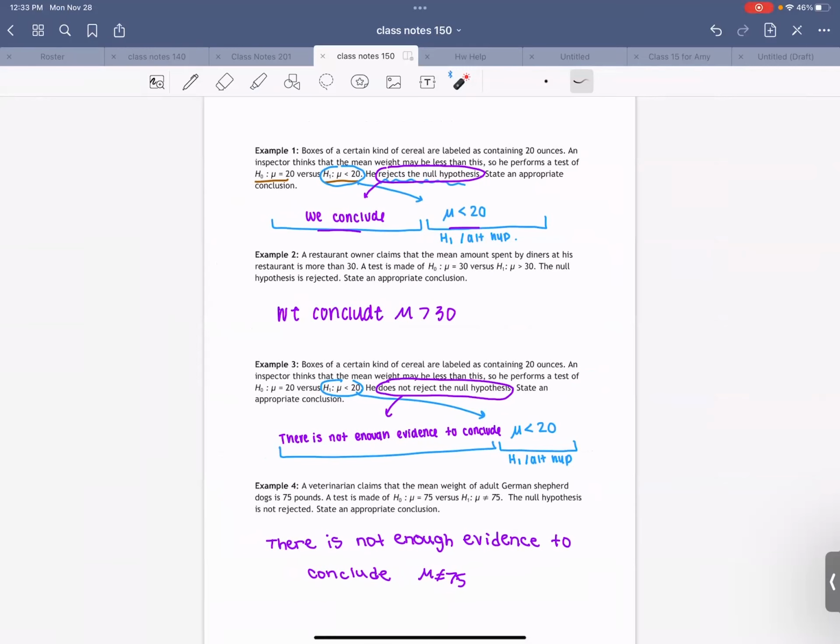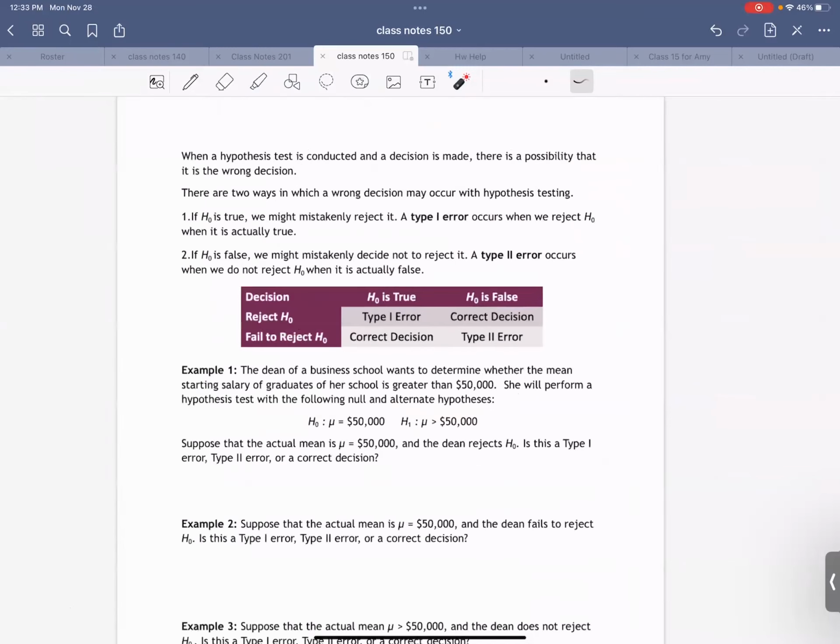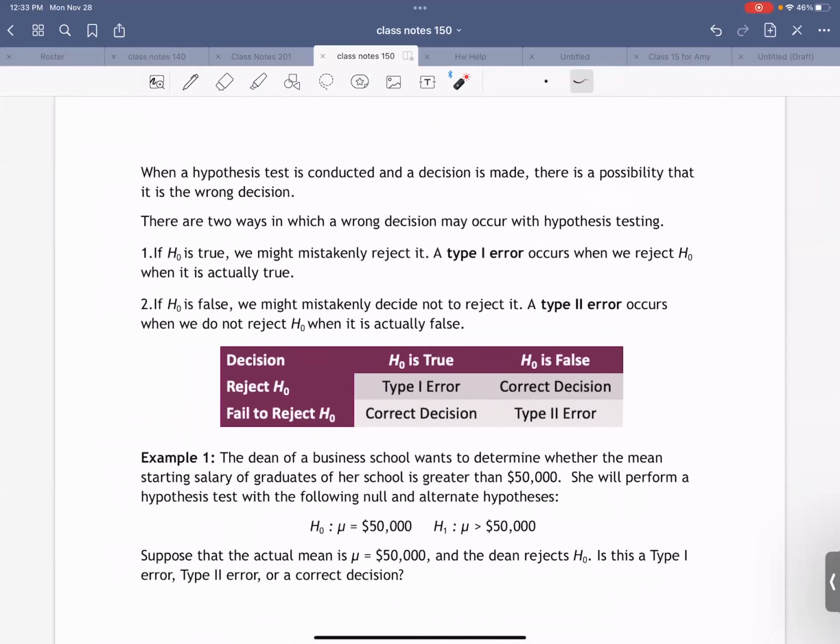All right, then we have done the hardest part of hypothesis testing. I promise writing out the null and alternate hypotheses and writing the conclusion, those 2 are the hardest things of hypothesis testing. The rest is not that bad. So let's just talk about one last thing here.